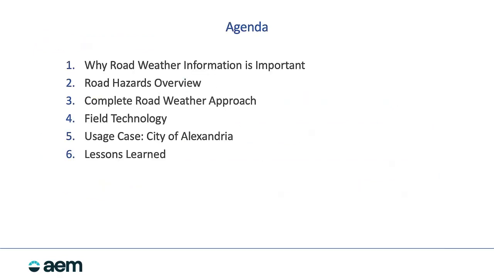So just a little agenda about what we're going to be covering. Again, we're focusing on getting that complete hazard view for all the weather hazards that might impact roads. We'll start off with why road weather information is important, and an overall road hazards overview. Might be preaching to the choir a little bit with those first two, but we think it's important to set that groundwork as we build off of that towards our complete road weather approach. We'll get into some field technologies that help to enable that approach. Then Brandon will take us home with a really in-depth dive on the city of Alexandria and the great work that they're doing out there.